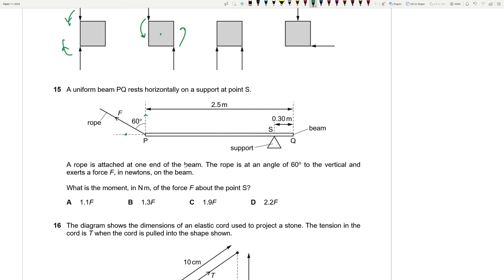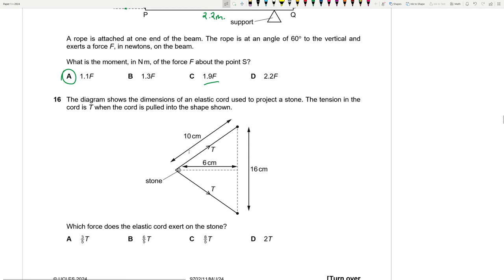Okay, so how much is this distance? 2.2 meters, and this is going to be F cos 60. Oh, it's in terms of F. Sorry, I was trying to figure it out. So it's basically F cos 60 times 2.2. Let's try doing this. Make sure calculator is in degrees. Cos 60 into 2.2, which is 1.1 F. Okay.